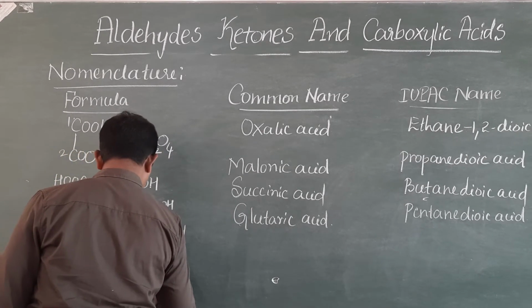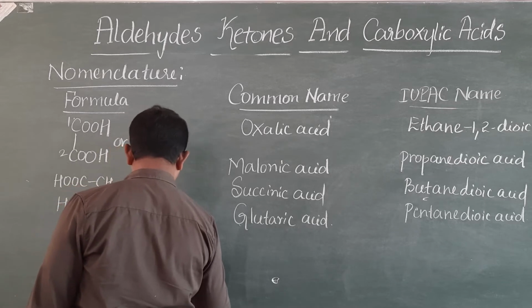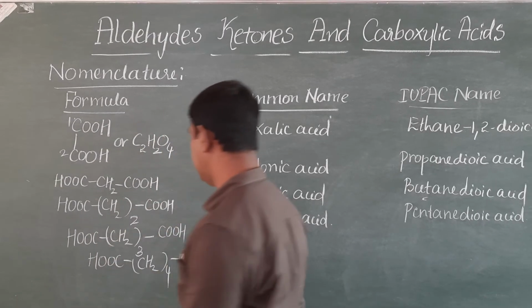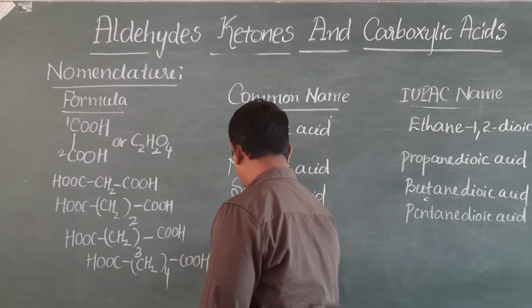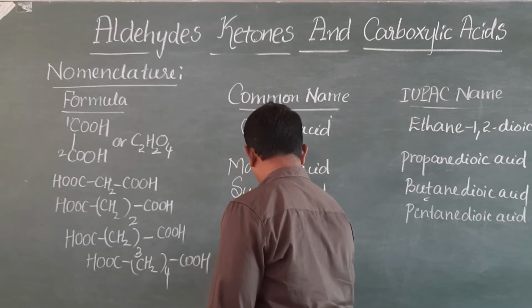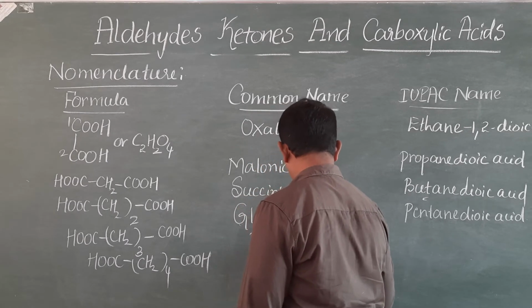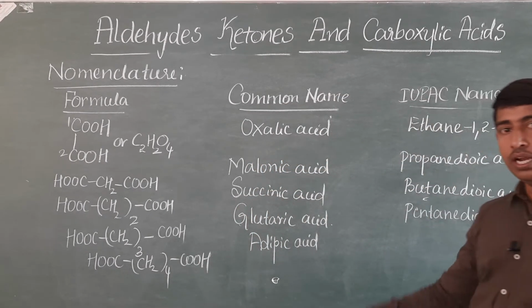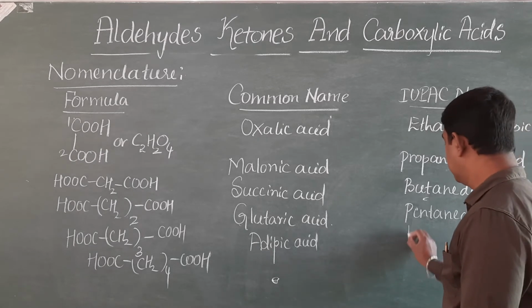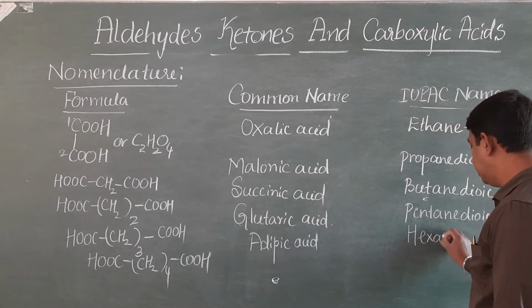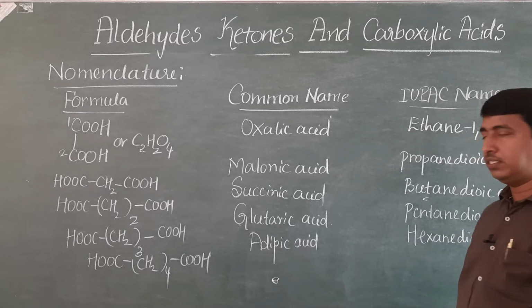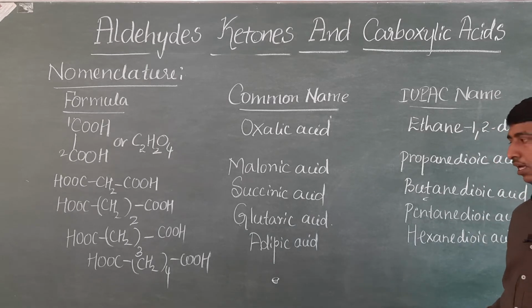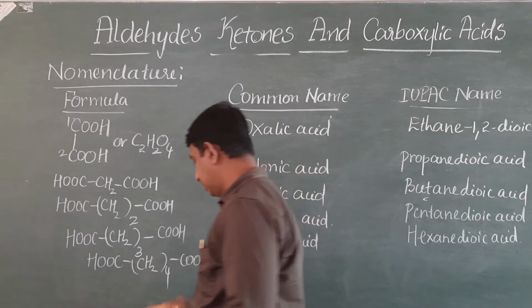One more, COOH. Again I will increase the number of carbon atoms by 1 unit, that is CH2 4 times, COOH. This acid is called adipic acid. Total number of carbon atoms present here is 6. So it is hexane dioic acid, that is adipic acid.